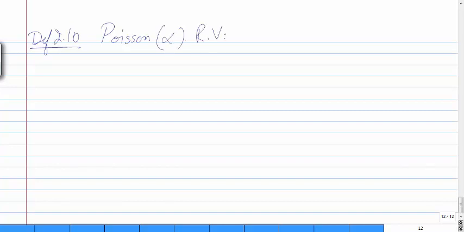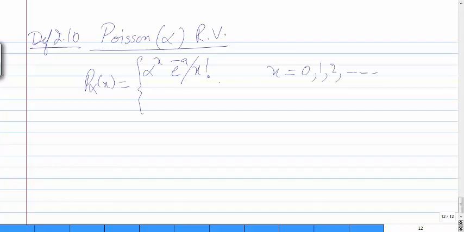Okay, the last definition is 2.10, and this is the Poisson random variable. The PMF looks like alpha to the power x and exponential minus alpha divided by x factorial, where x is 0, 1, 2 and so on, and 0 otherwise. But there's one condition, that alpha must be greater than 0. Okay, now let's do an example here.